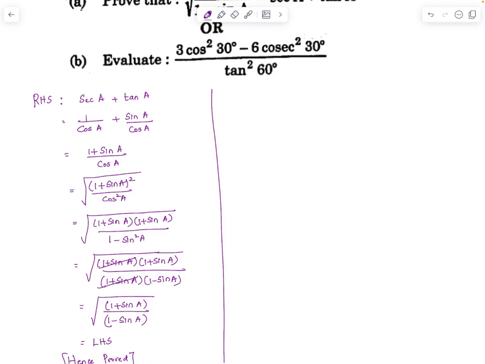The B part of the question: evaluate 3 cos square 30 minus 6 cosec square 30 upon tan square 60, which is 3 times cos 30 is root 3 upon 2 minus 6 times cosec 30 is 2 and tan 60 is root 3.